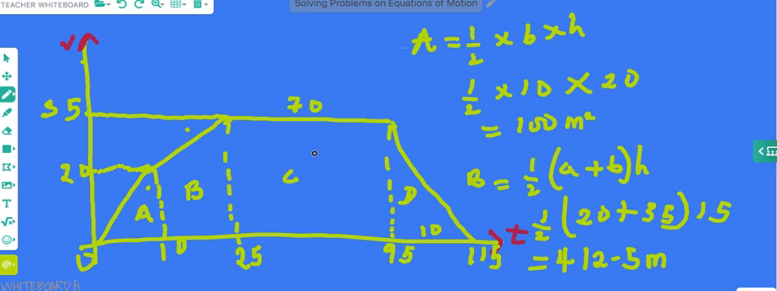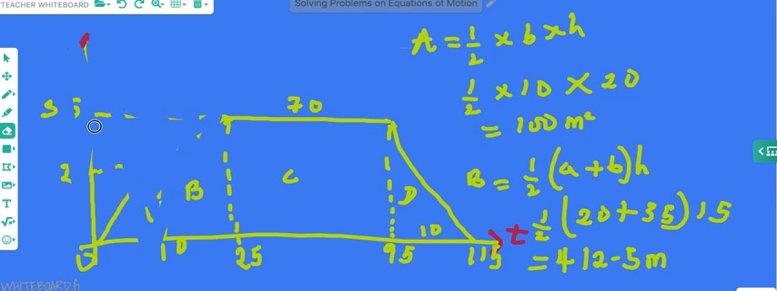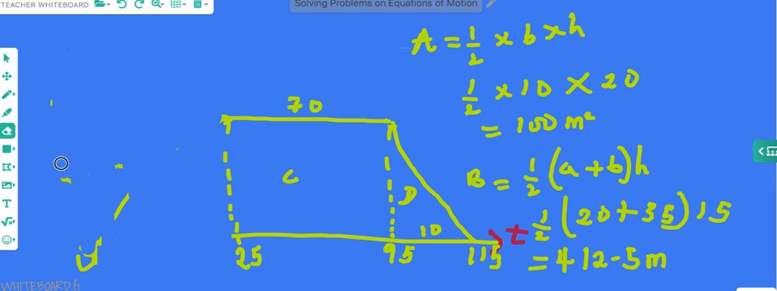Now, distance covered by C. So I'm going to be cleaning this shape now, so that you can have something to solve on. The distance covered by C, I've calculated this place, so I think this one can go, since I've calculated it.